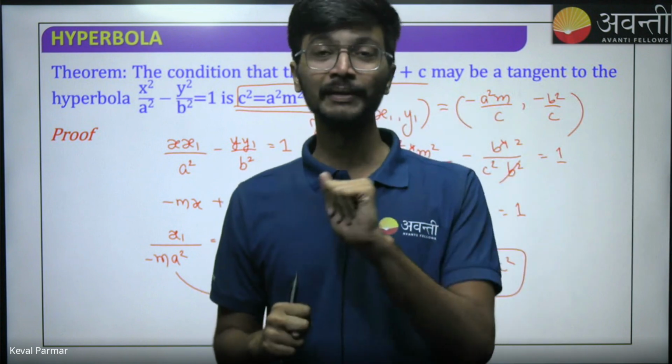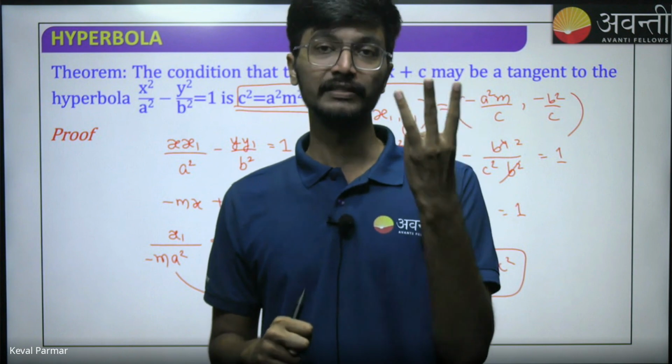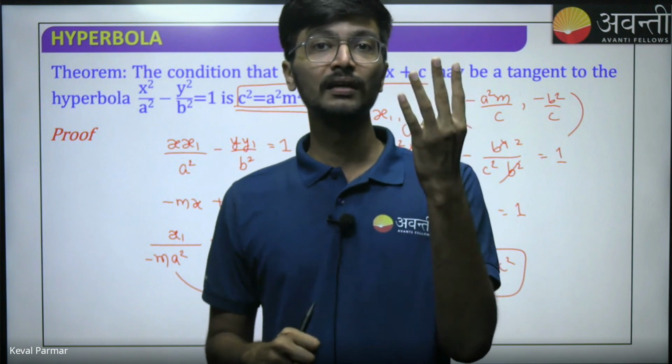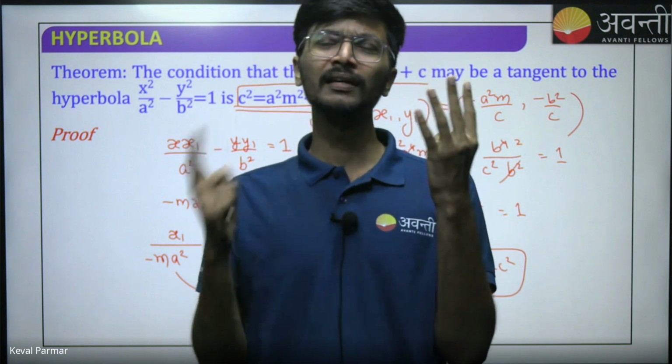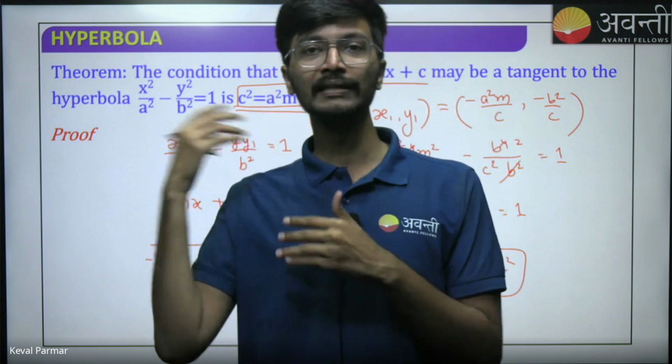What are the results remaining, guys? Chord of contact, chord with given middle point, pair of tangents, auxiliary circle, and director circle, and lastly the parametric. So these things we will be covering in the next lecture.